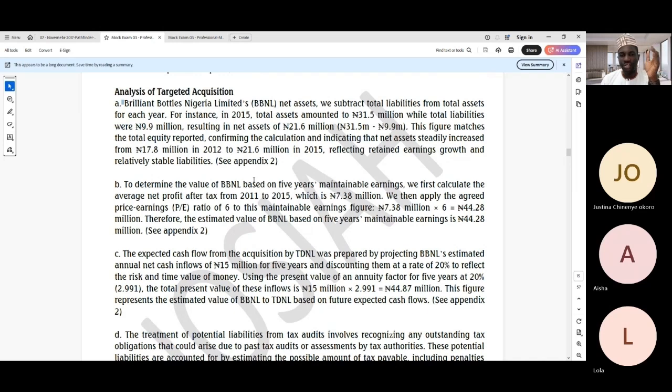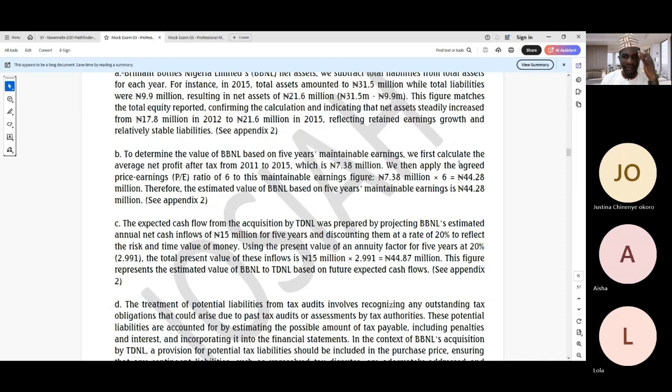But you need to focus on the second aspect, the analysis of the acquisition using the net assets, the average maintainable profit, and any of those figures you calculated that culminated in the net present value, which should be discussed. So the second point, I spoke to the 5 years maintainable earnings and how the amounts are estimated for the 5 years, and you quote the appendix, reference the appendix.